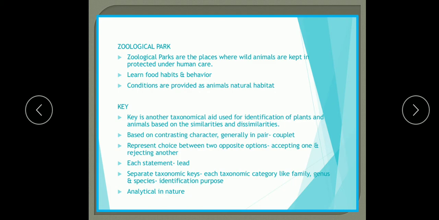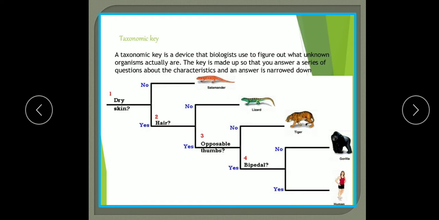So let us understand this taxonomic key with the help of an example. A taxonomic key is a device that biologists use to identify what unknown organisms actually are. The key is made up so that you answer a series of questions about the characteristics, and the answer is narrowed down. So let us understand how these different keys are used to identify an organism.